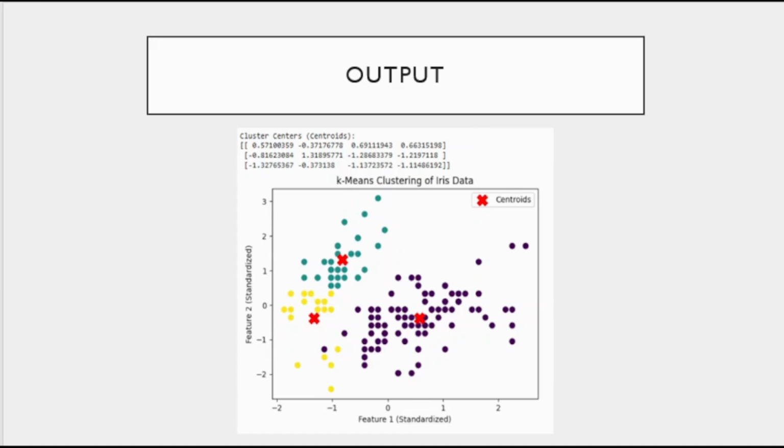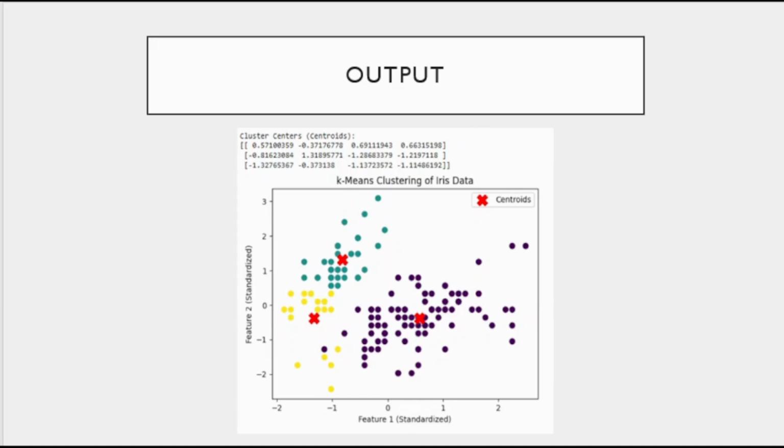Centroids. The centroids of the clusters represent the average feature values for each group. Looking at the scatter plot, we see that the clusters align with the natural species present in the dataset. This demonstrates how k-means can reveal hidden patterns in data, even without labels.